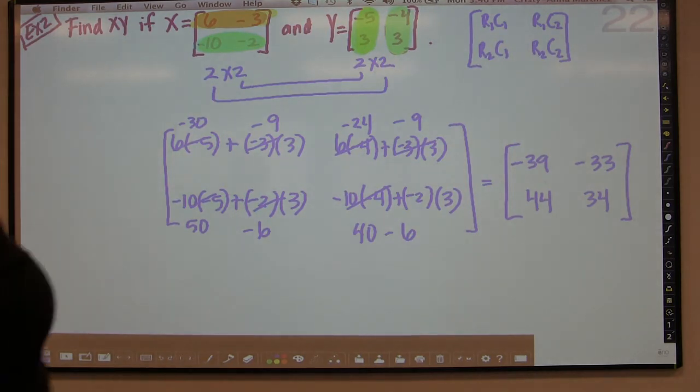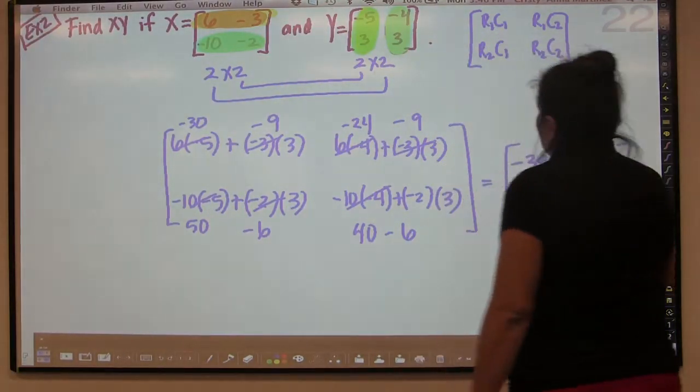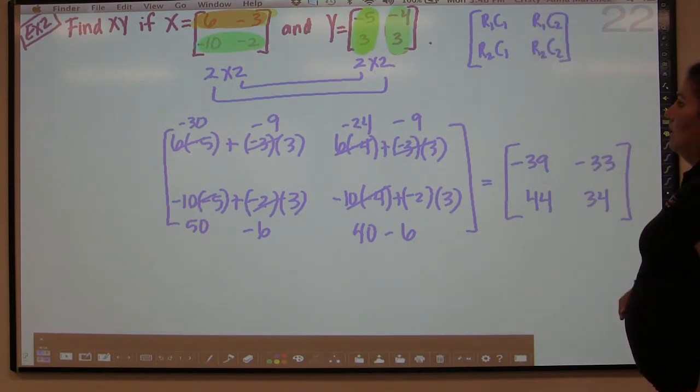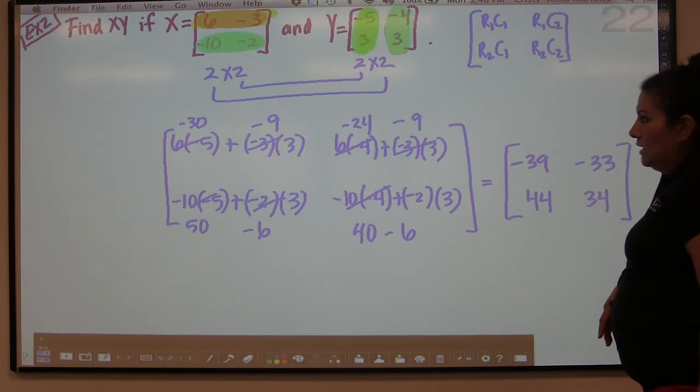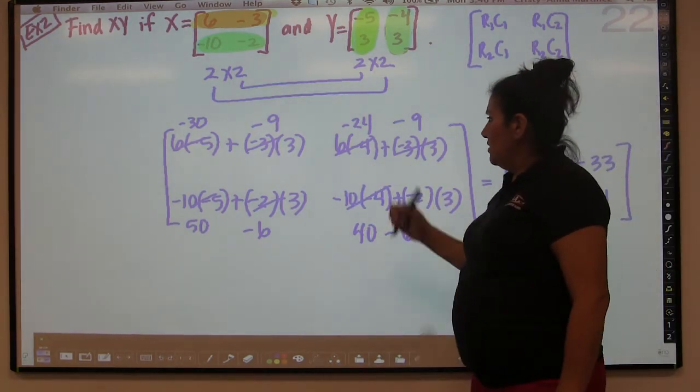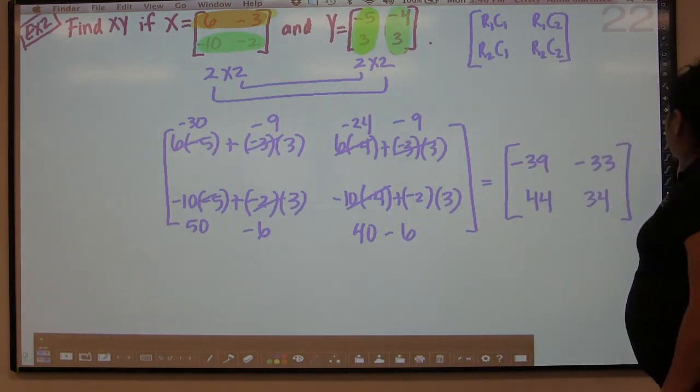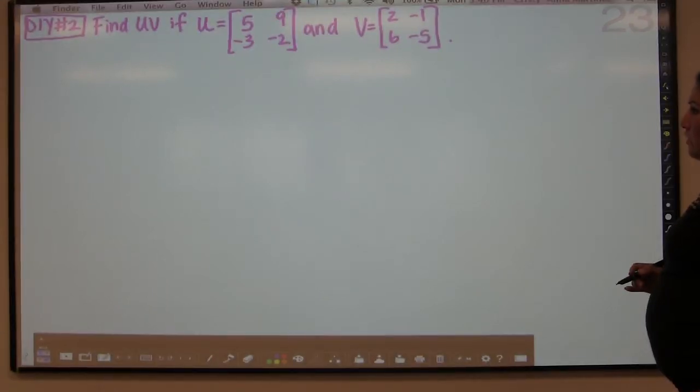So just be very careful that you keep track of the horizontal and vertical multiplication. Basically it's a bunch of adding and multiplying. You multiply these and then add the two together. So that's example 2 for you. Now we're going to let you try this one on your own.